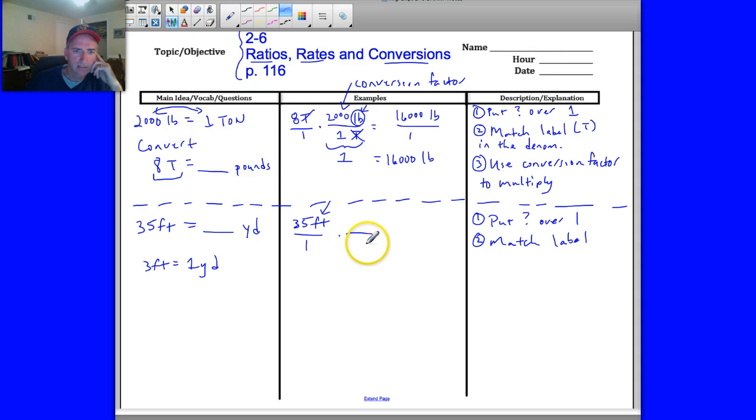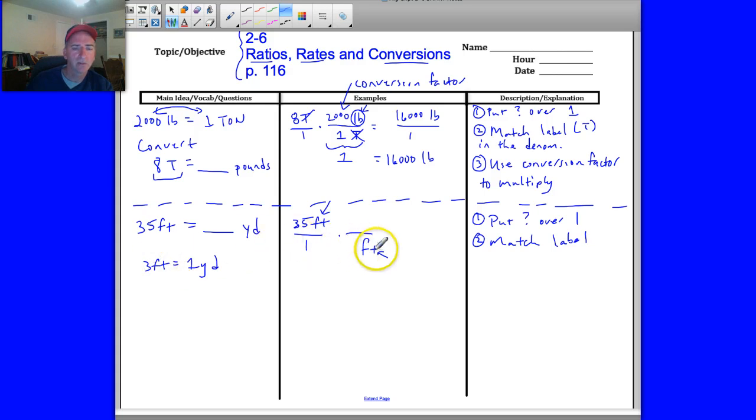Feet is here, so feet has to go there. Just write it down and don't worry about it. It has to match. That and that have to match because we want to cancel the feet. Now we would look at our conversions and figure out if we know how many feet are in a yard. And we do. We won't always know that, but right now we do because we're starting out easy.